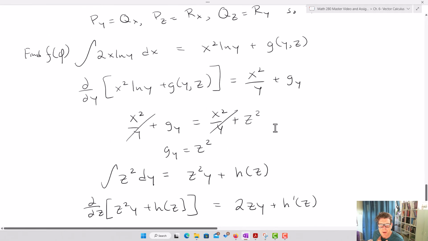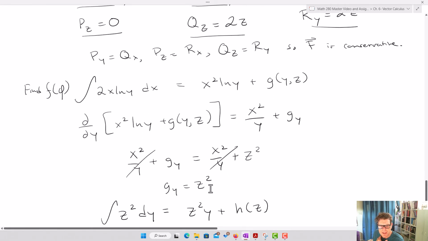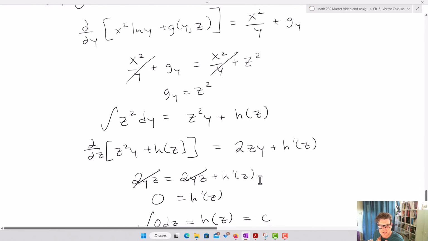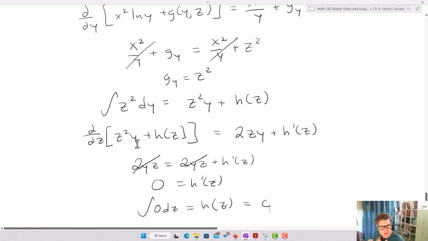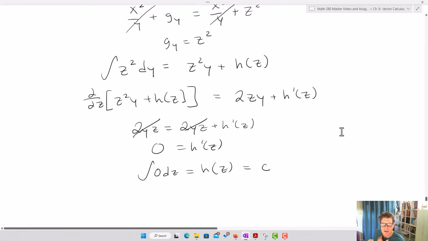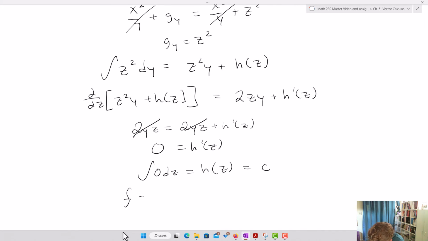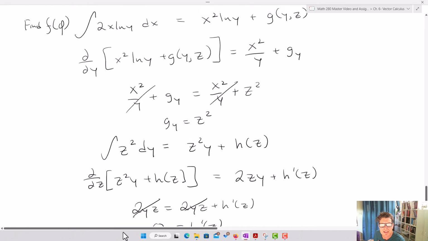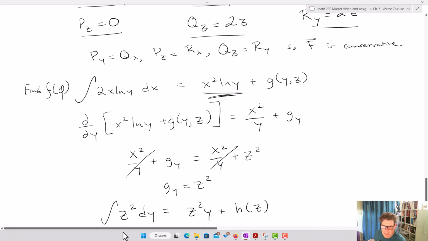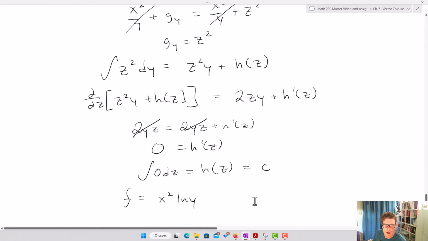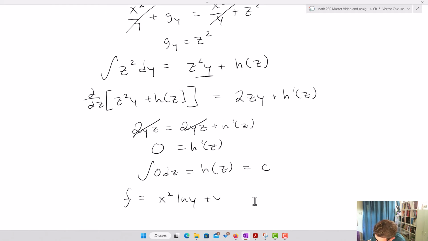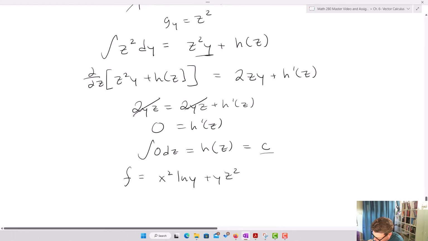So we're going to get rid of that, and we're just going to have x² ln y plus yz². So our phi, the function we're looking for, is going to equal x² ln y, this piece right over here, plus yz², and the constant will just drop off. So we'll let f equal x² ln y plus yz². Okay? So that's our function.